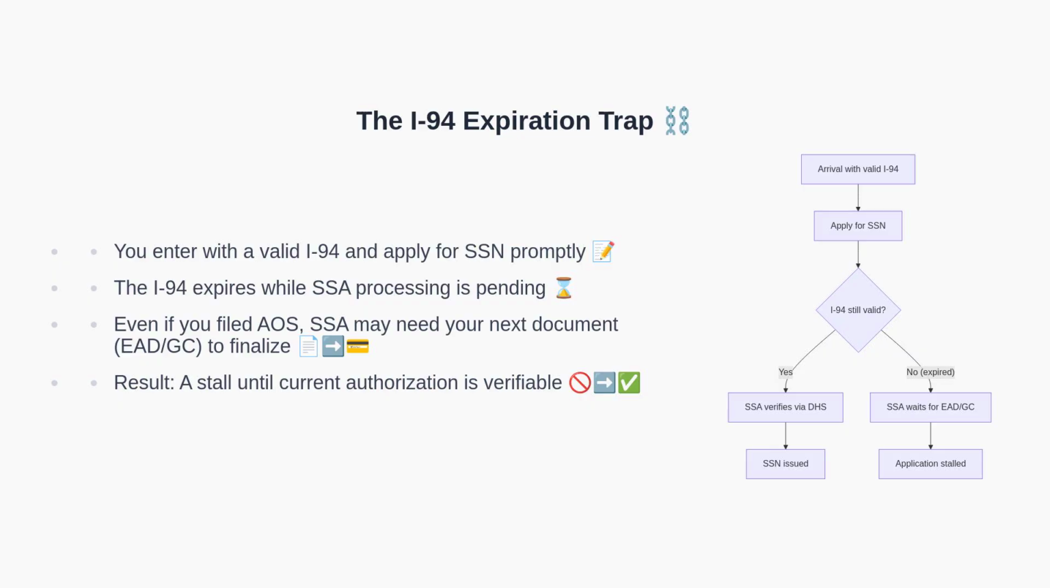Now let's focus on the I-94 expiration trap. You arrive lawfully with a valid I-94 and apply for an SSN soon after. However, if the I-94 expires before SSA completes DHS verification, the SSA may pause your case. Even though filing an adjustment of status generally protects you from accruing unlawful presence, SSA typically insists on a current, definitive authorization, such as an EAD or a green card. As a result, your application can stall until you present one of those documents.